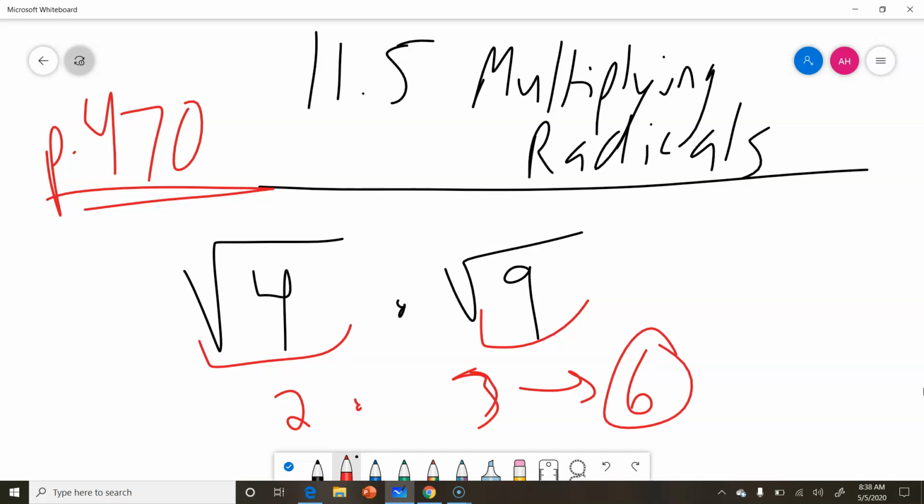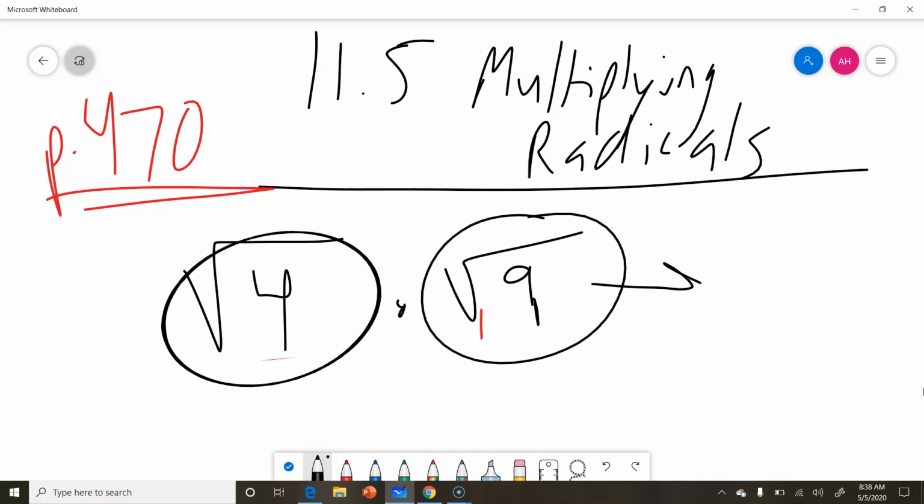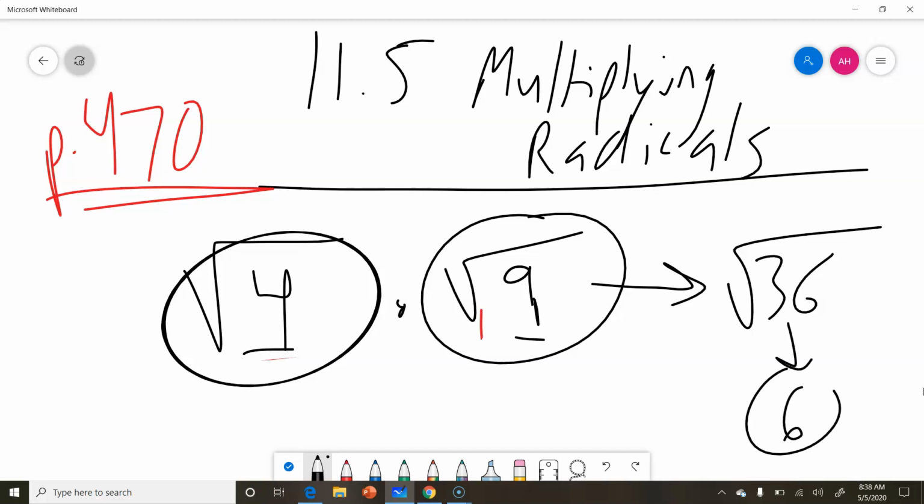Now let's say, instead of doing this, we decided to actually multiply this guy times this guy. Well, what's 4 times 9? It's 36, right? The square root sign stays. What's the square root of 36? Look at that. It's the same answer. It gets you the same thing. So the point is we can do either way.